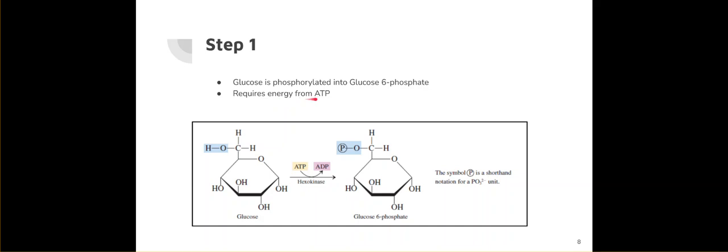And this is going to require energy from the ATP. So here's our glucose. We're going to lose that hydrogen, and we're going to take a phosphate ion off of this ATP, and it's going to get tacked on to where that hydrogen was at. And so it's consuming an ATP to an ADP in that process. And there is an enzyme in this as well called a hexokinase that helps this all happen.